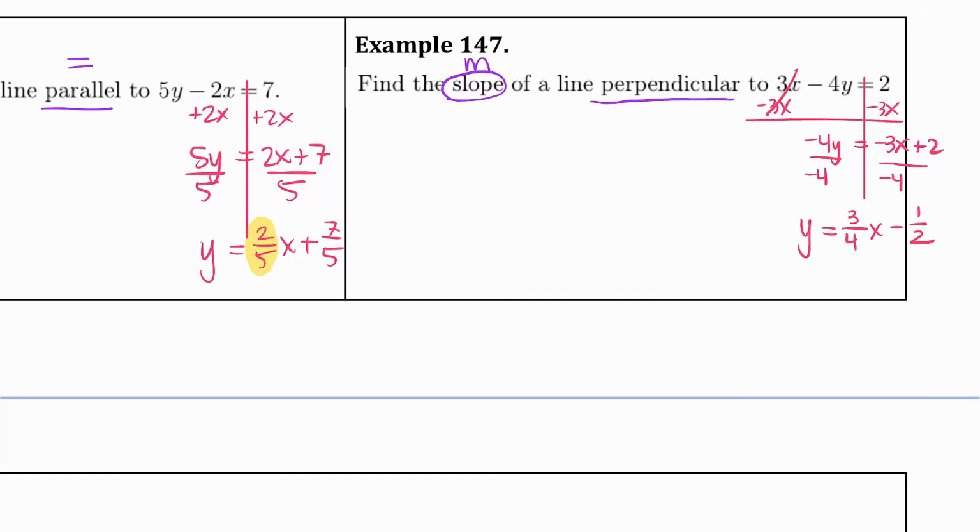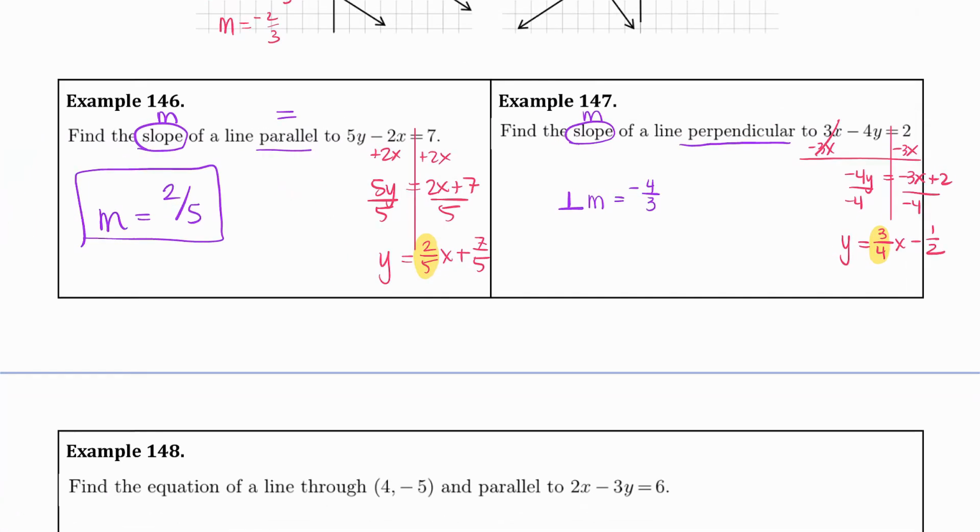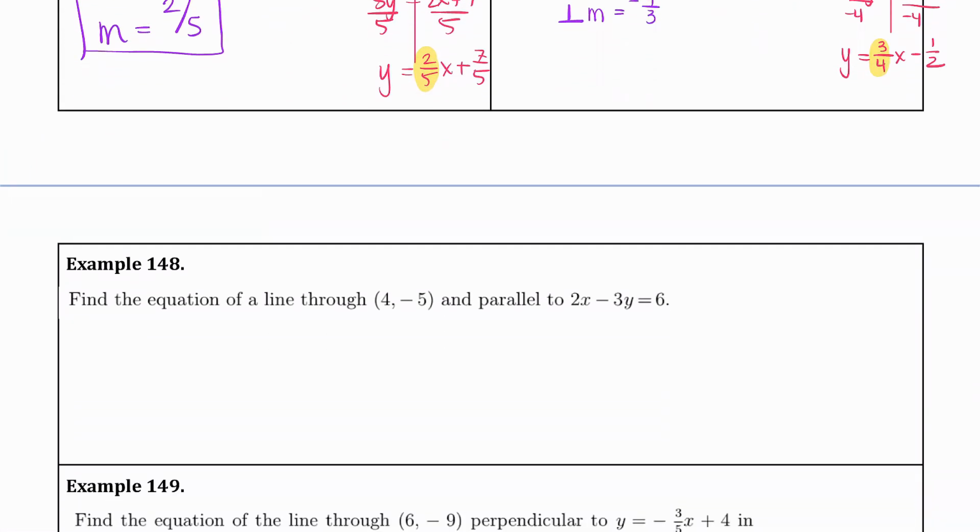And really, we don't care about what that number is on the end. We just care about what the slope is. So if the slope of this line is positive 3/4, the perpendicular slope, and notice I'm going to use this symbol right here, the perpendicular slope, it's like an upside down T, it's going to be the opposite reciprocal. It's going to be a negative, then we flip our fraction, negative 4/3.